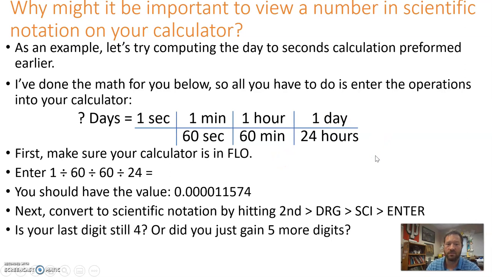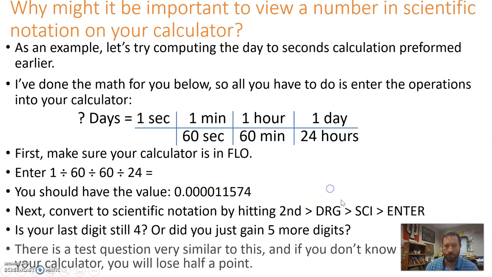You should notice your number changed. Your last number is no longer a 4. You just added 5 more digits after that 4 by going back to scientific notation. So the problem with your calculator is when it's in standard notation, it only has so much room to display the value. So it's oftentimes going to round off the last several digits. If you're working with scientific notation though, it can report to you a lot more digits because it doesn't have to work with these zeros between the decimal point and the first number.